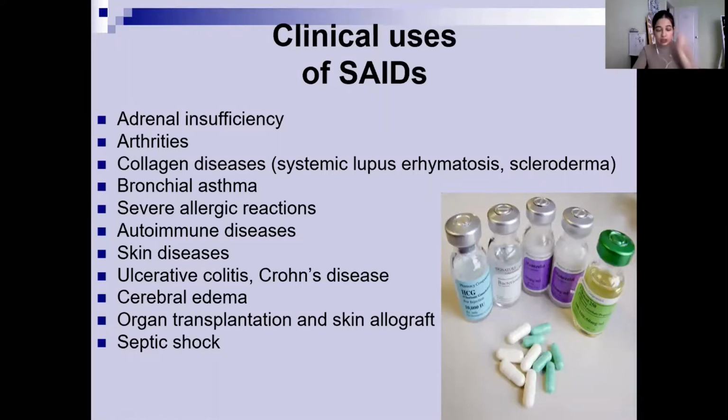Adrenal insufficiency. Why? Because it will be like artificial hormones, yes, artificial hormones instead of our natural hormones, which should be produced by adrenal gland. So if we have any type of insufficiency of adrenal gland, instead of natural, we can use those artificial hormones. In case of arthritis, as this is again inflammation. In collagen diseases, again, inflammation.